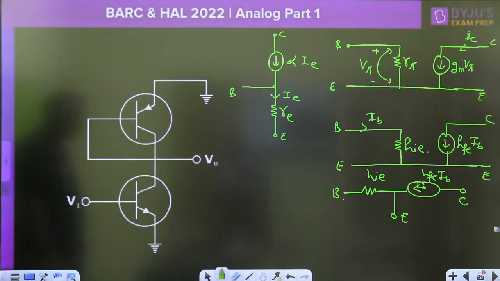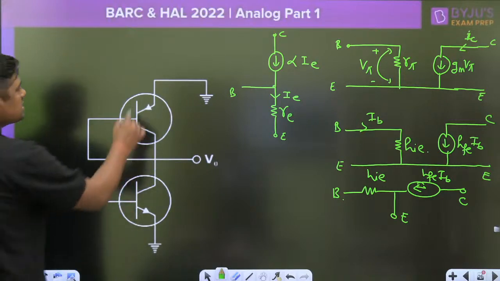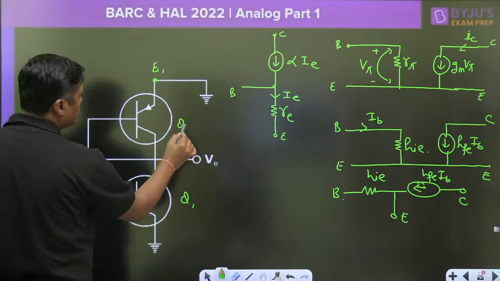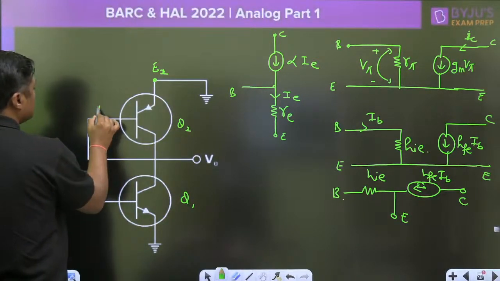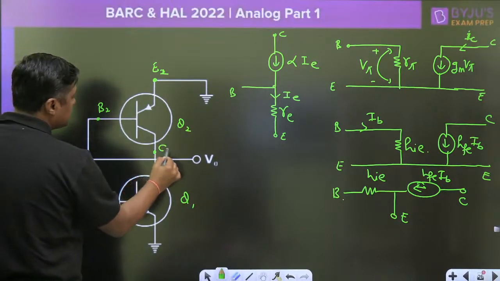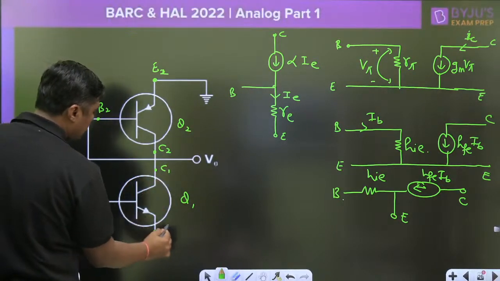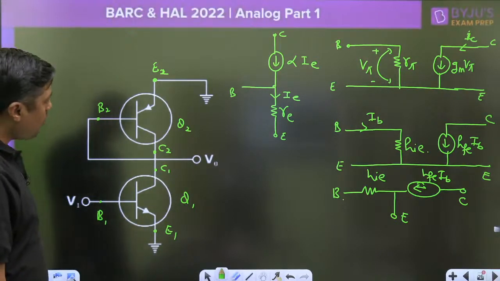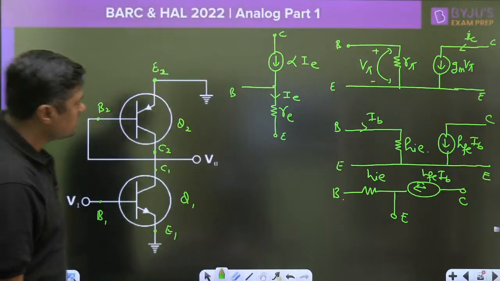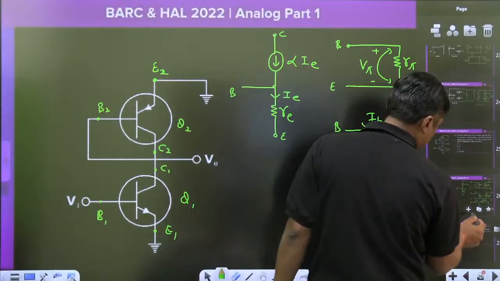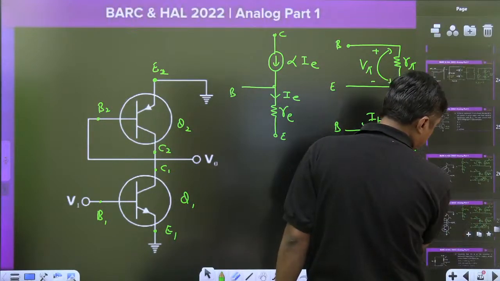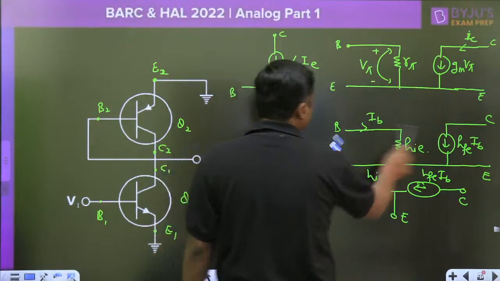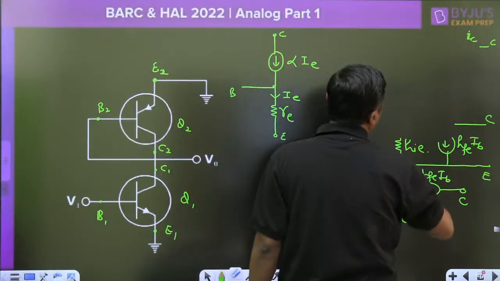Now some students will use the model like this. Remember this is the emitter. I am giving you Q1 and Q2: this is the E2, this is the base B2, this is the C2, this is the C1, this is the E1, and that is B1. So some students will make the model and connect it like this. There are different types of models. You can use any type of model.